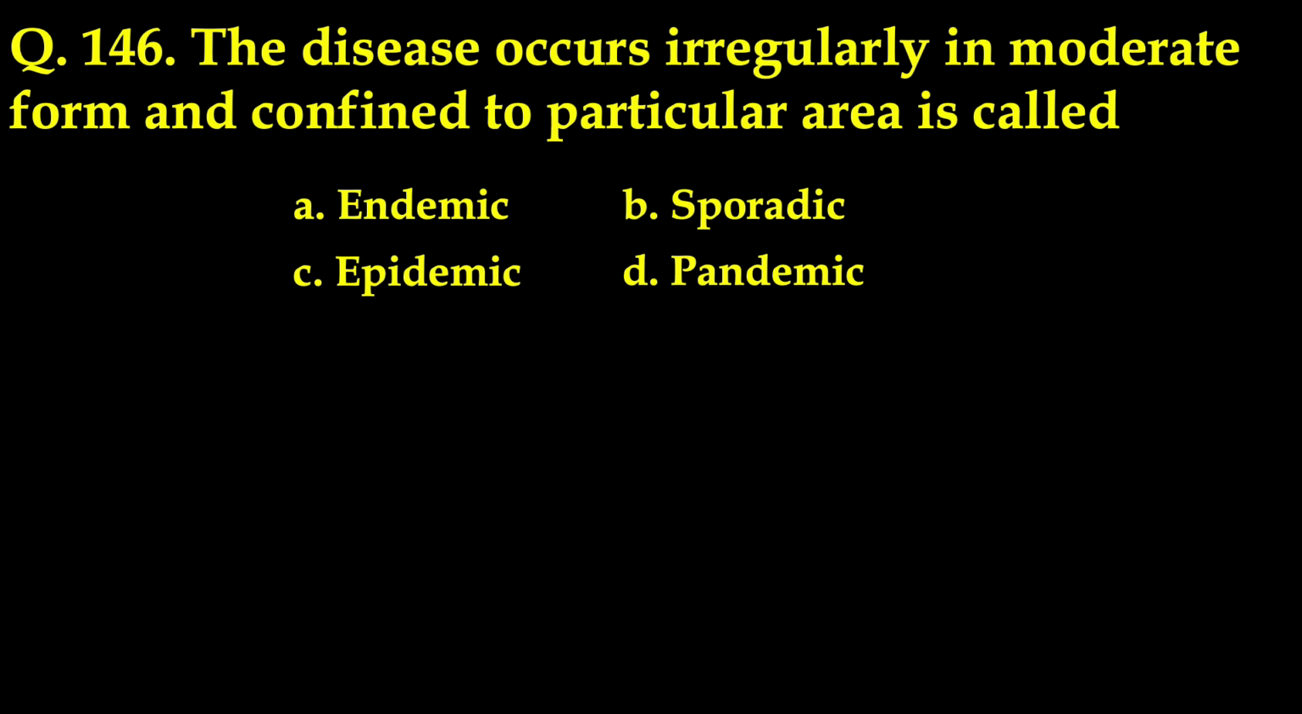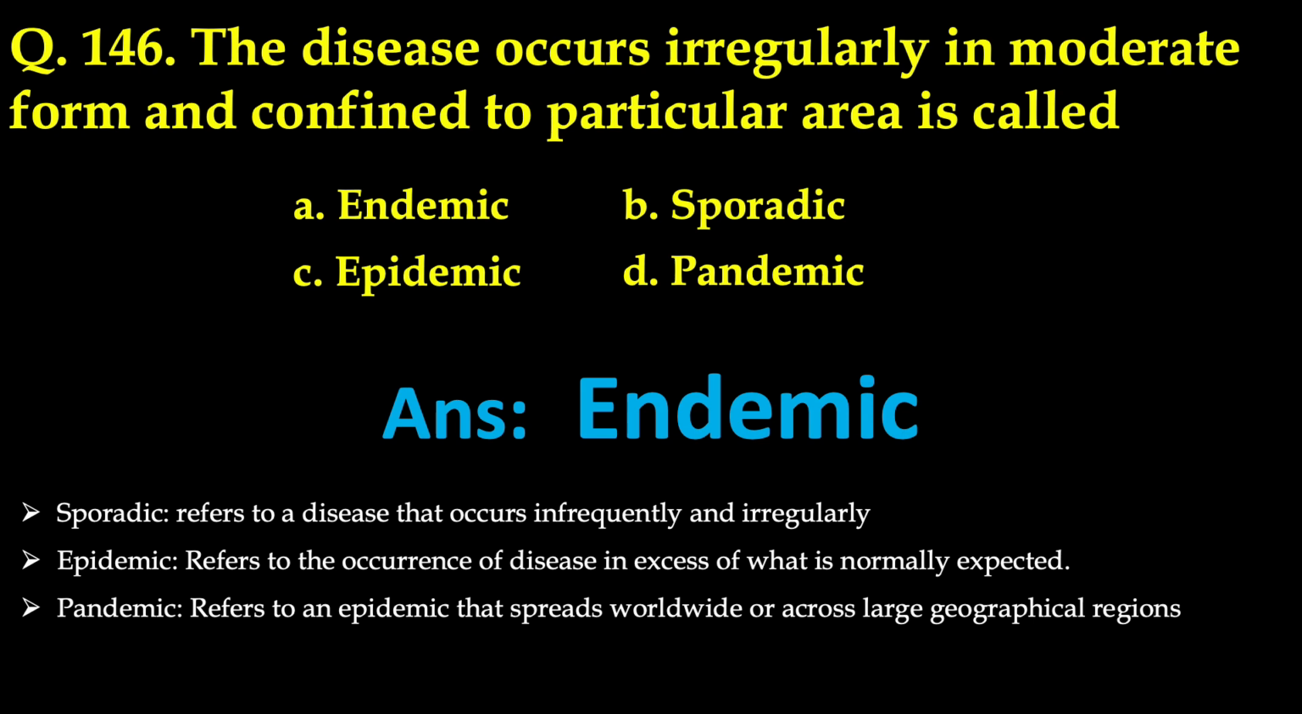This is also a very simple question. The disease occurs irregularly in moderate form and confined to a particular area is called, and the correct answer is endemic. On the other hand, sporadic refers to a disease that occurs infrequently and irregularly. And regarding epidemic, it refers to the occurrence of disease in excess of what is normally expected. And pandemic refers to an epidemic that is spread worldwide or across a large geographical region.